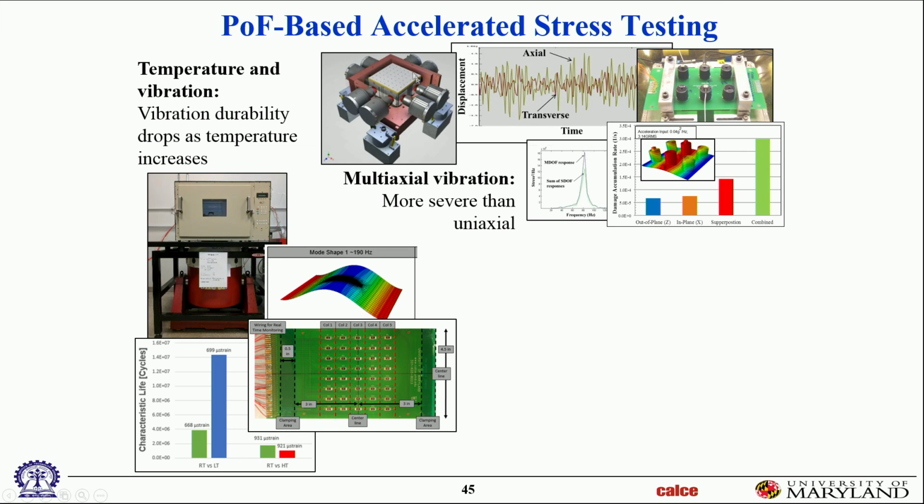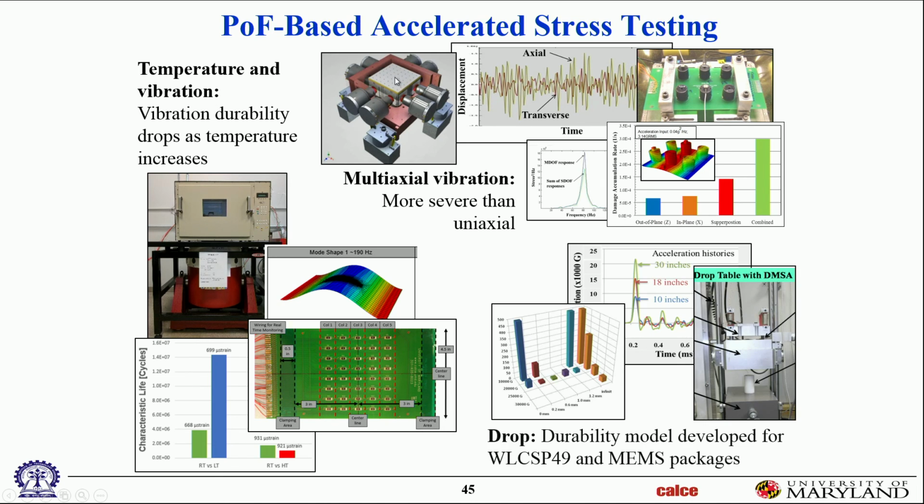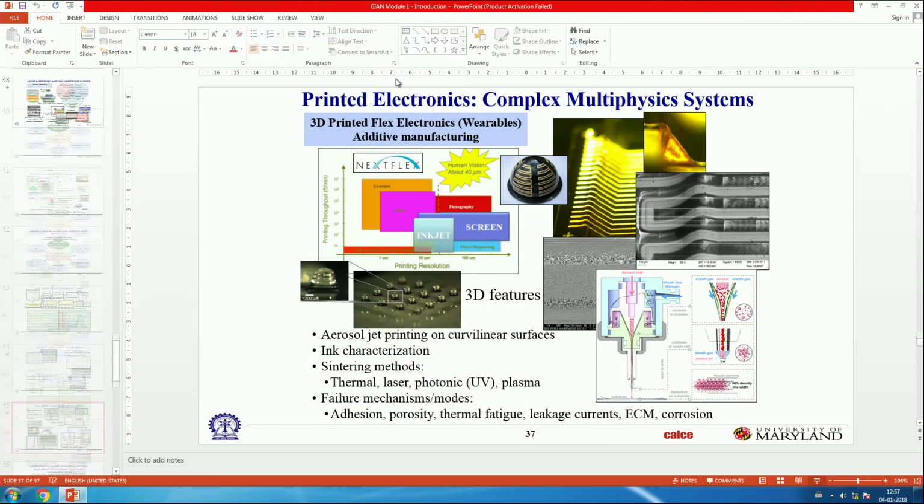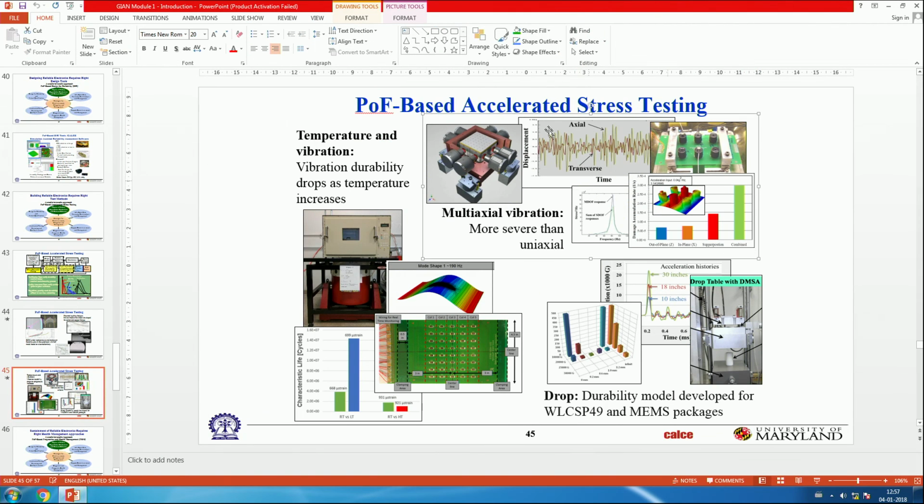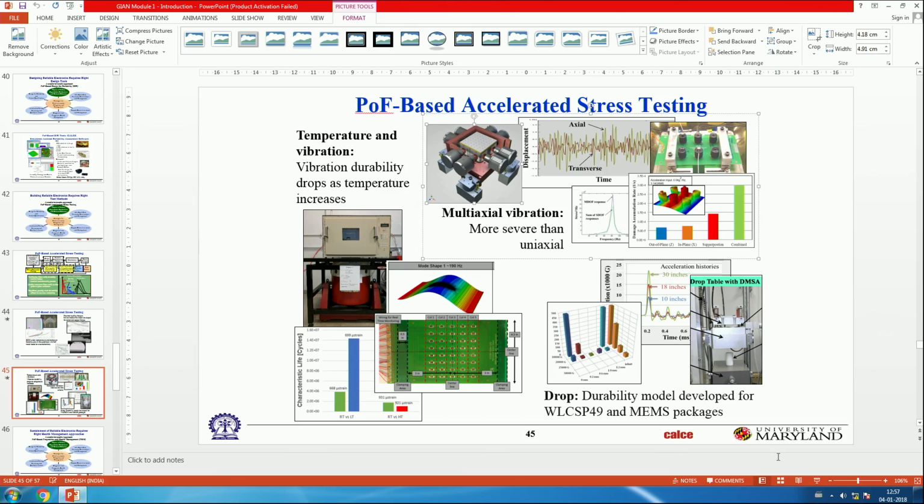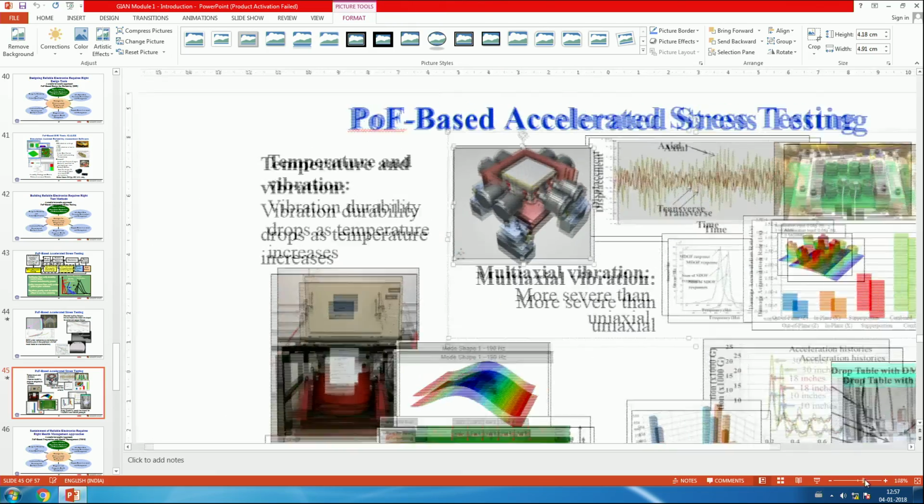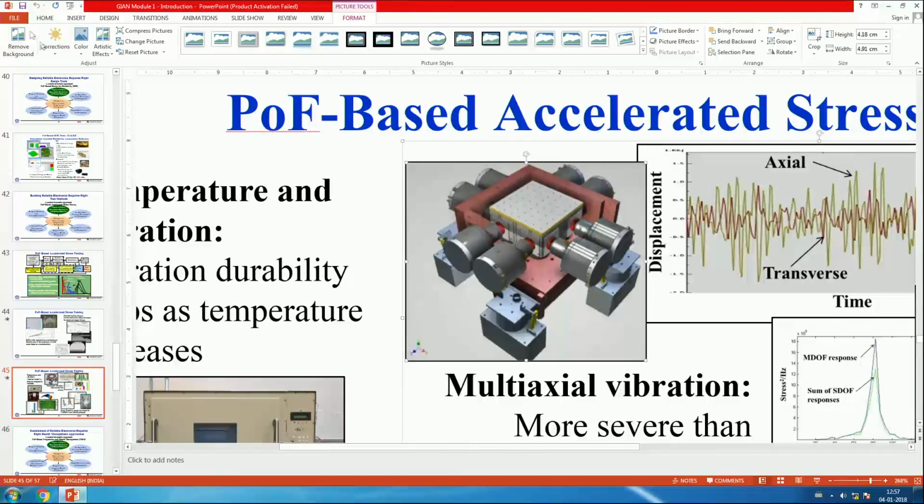Then here's another very unique shaker that we have in my lab. This is a single-axis shaker. This is a 6-axis shaker. That's the table. So the specimen, in our case a circuit card, is usually mounted there.